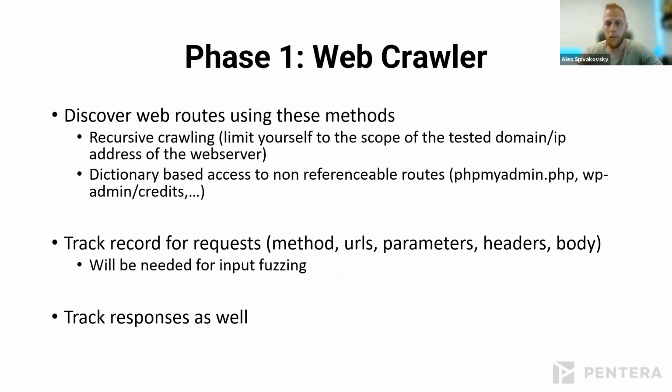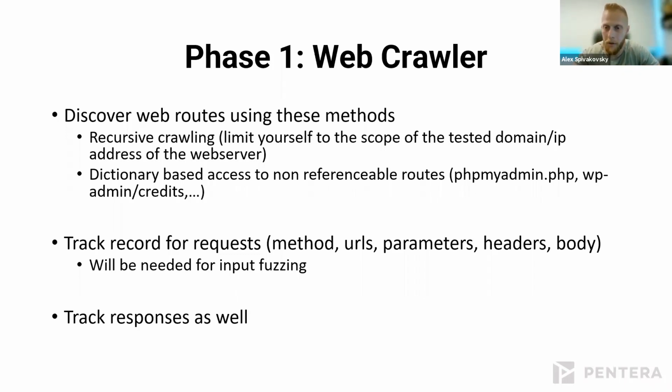So phase 1 is the web crawler. The goal in this phase is to discover web routes. How do we discover different types of web routes? You can start with the main landing page and start clicking on links, because you're using Selenium. You click a link, a request is sent, you get the parameters, all the headers of the response, and the body of the response as well. Keep track of those, okay?